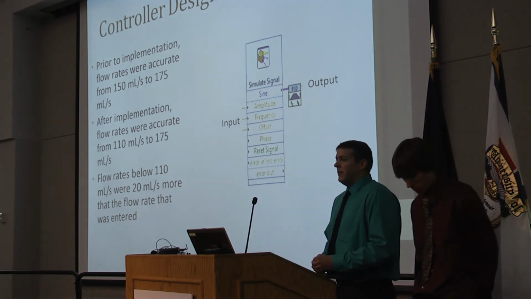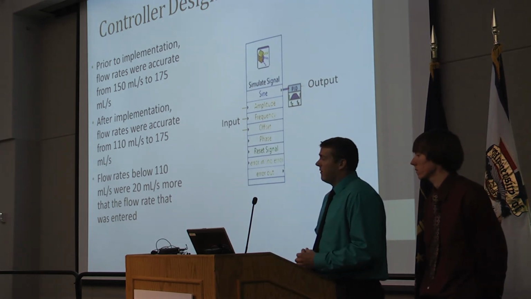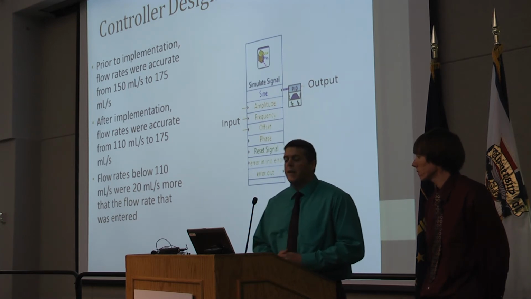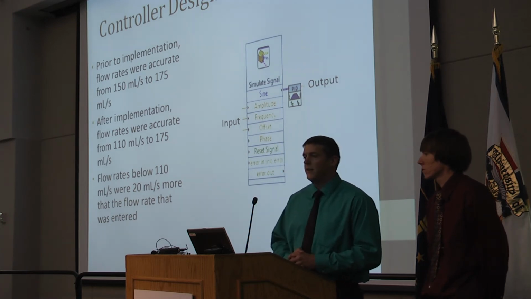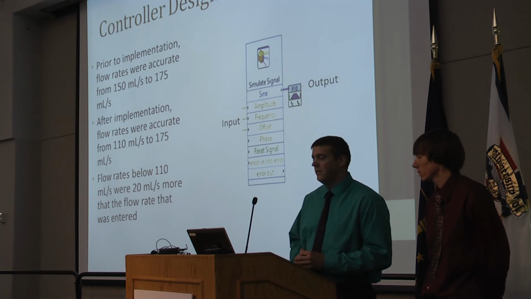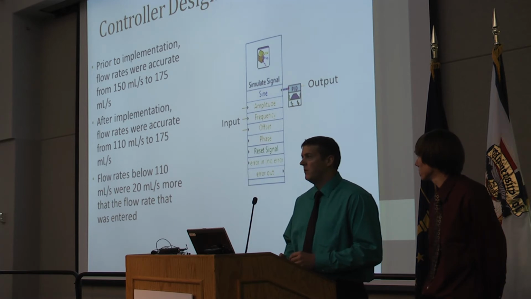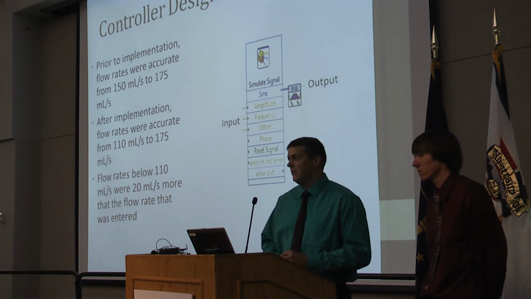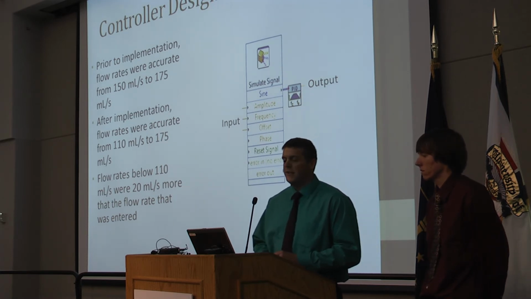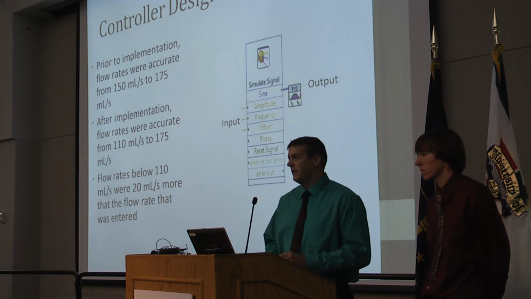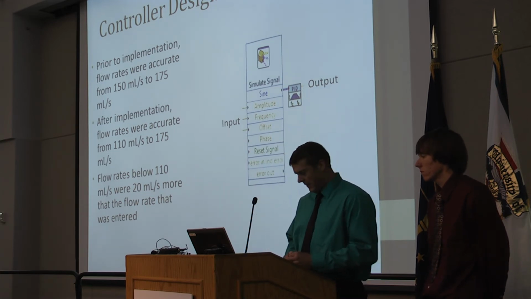So before implementing this controller, flow rates were only accurate from about 150 to 175 milliliters per second. And after we implemented this controller, they were accurate from 110 to 175 milliliters per second. And this may seem like a small increase, but the motor only operates between 80 and 175 milliliters per second. So it's actually increased the range by 40% of what active flow rates would be.